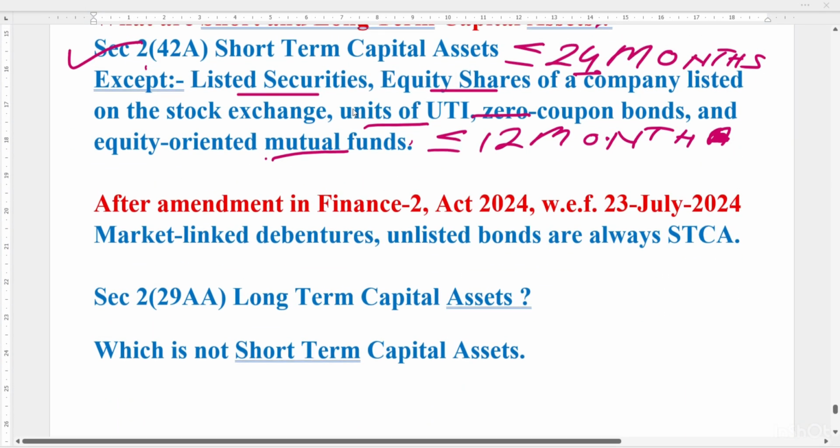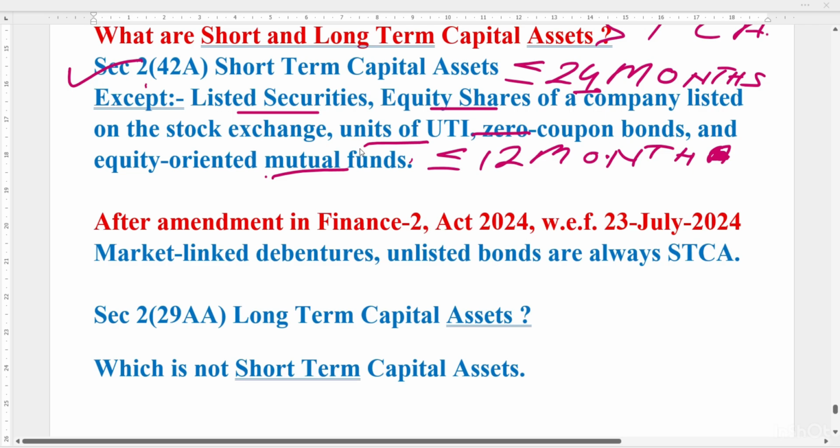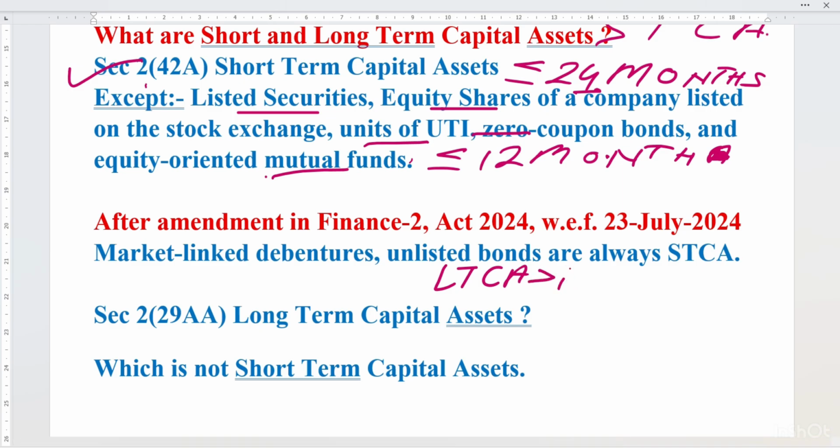And the listed securities, units of UTI, zero coupon bond, or equity oriented mutual funds shall be considered as long term capital asset if they are held for more than 12 months. If their holding period exceeds 12 months, they will be considered as long term capital assets.